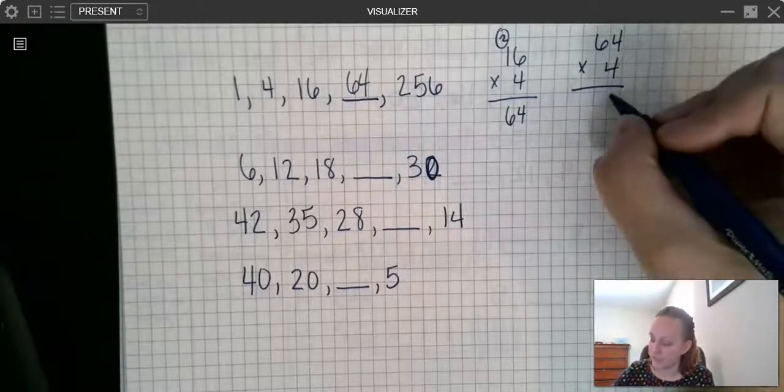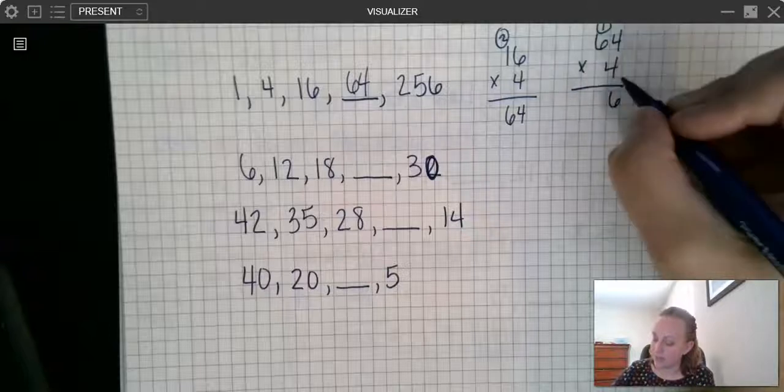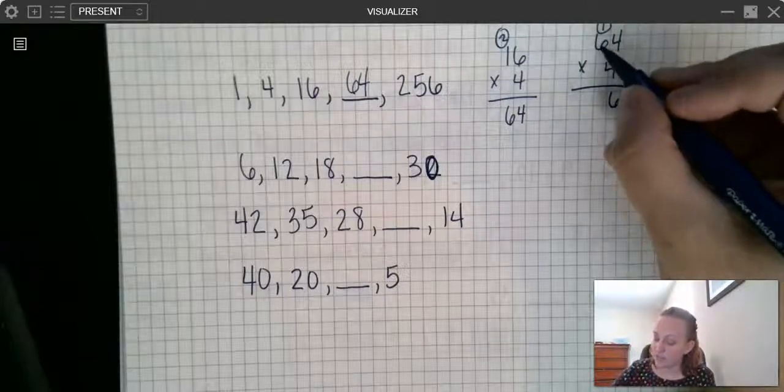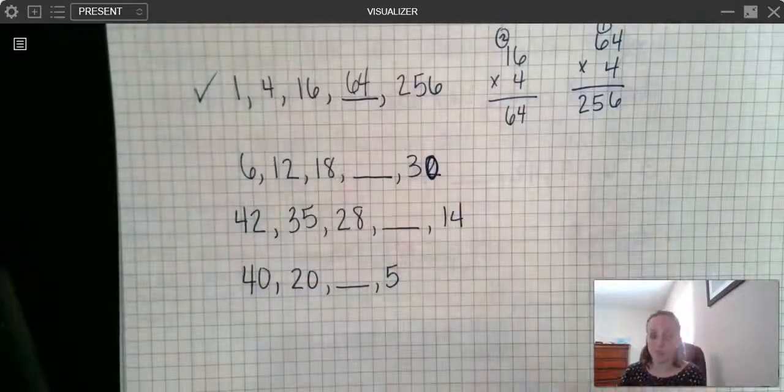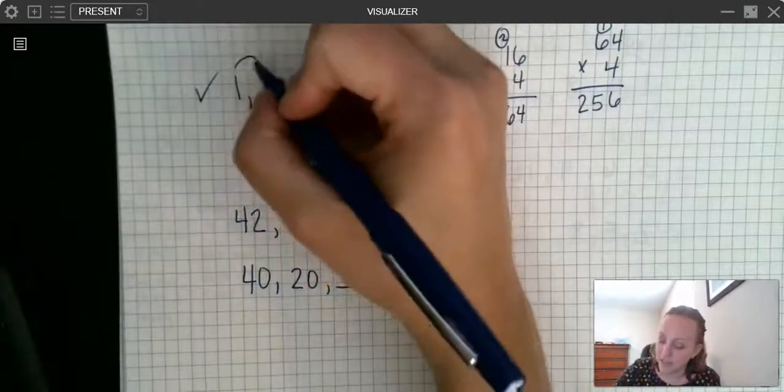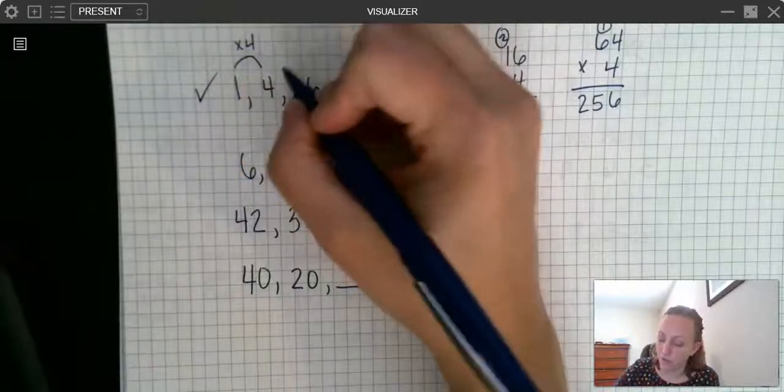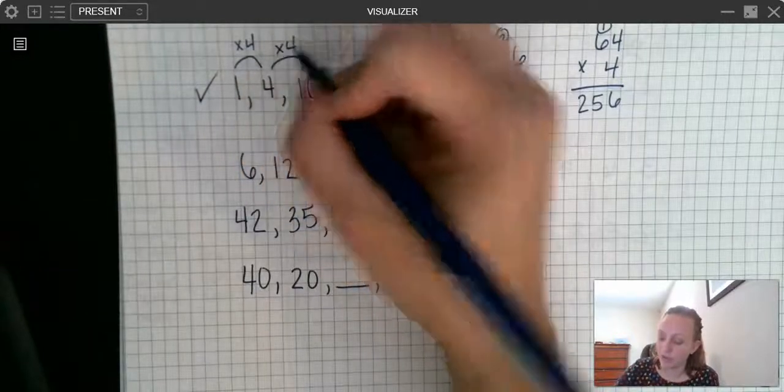Well, 4 times 4 is 16. Regroup by 1. 4 times 6 is 24, plus 1 more is 25. So yes, that one is correct. And in this case, every time I multiplied by 4. That was my rule for the pattern.